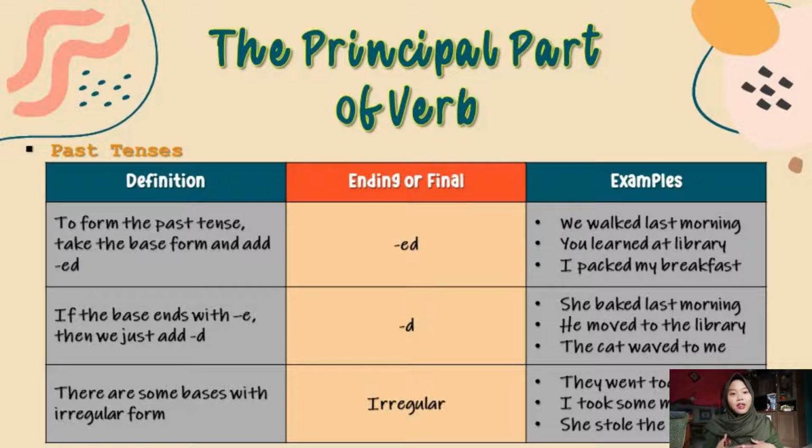Then, for other verbs, there are some irregular forms. They are abstract. There is no pattern in their changing from verb 1 to verb 2 or even verb 3. Example: they went together. I took some medicine. She stole the money.